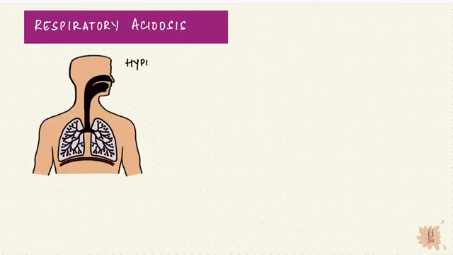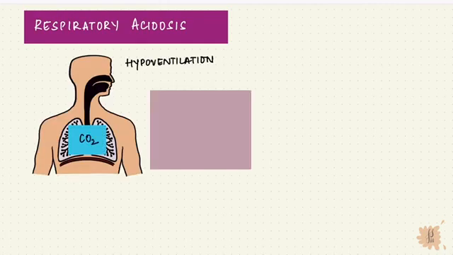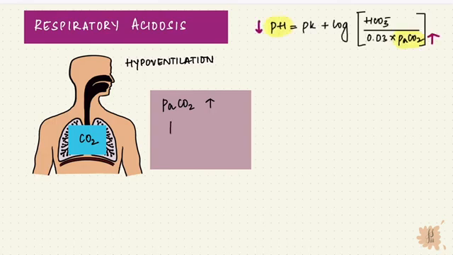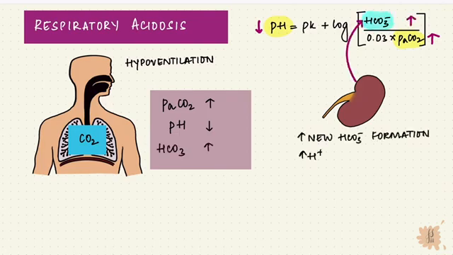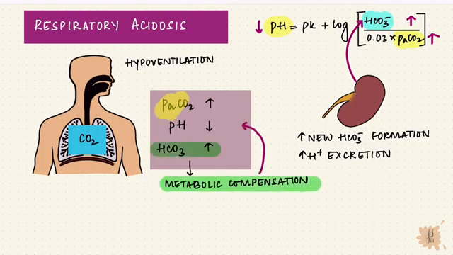Respiratory acidosis is caused by hypoventilation. So there's reduced ventilation, meaning there's carbon dioxide retention. So the PaCO2 rises, and by the equation, the pH will fall. So the kidneys compensate by increasing bicarb. There's new bicarb formation and there's increased hydrogen ion excretion. And that is metabolic compensation for respiratory acidosis.